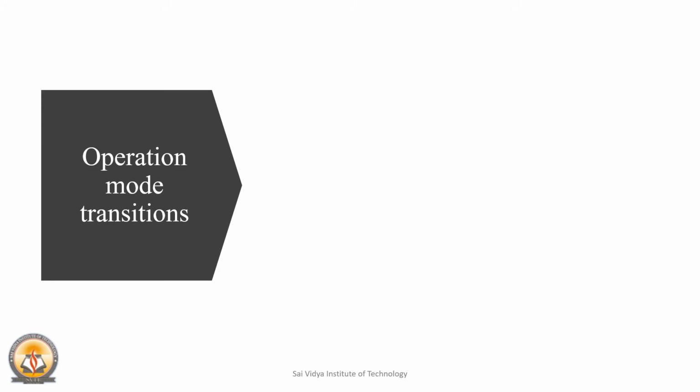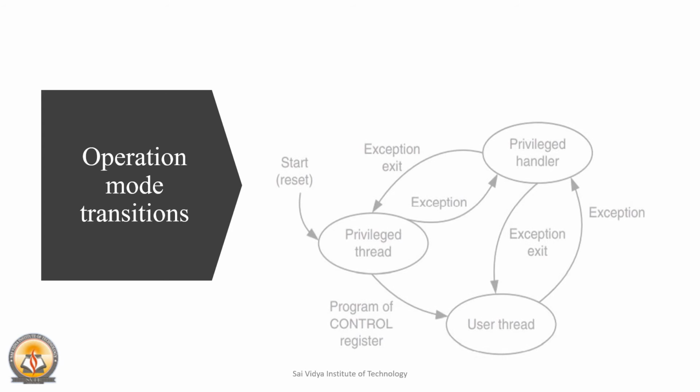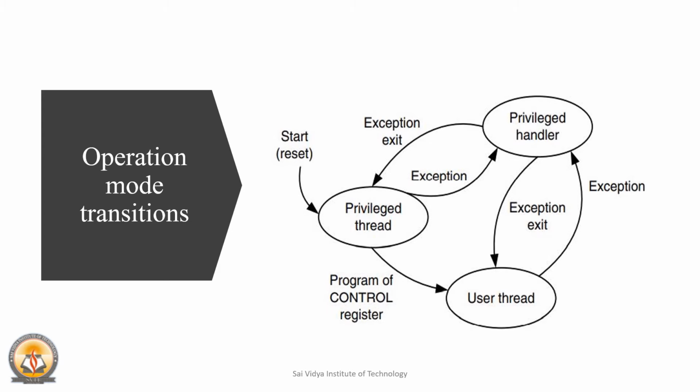Let us discuss the operation mode transitions. When the processor exits the reset, it is in thread mode with privileged access rights. In the privileged state, a program has access to all the memory ranges except when prohibited by the MPU settings and can use all the supported instructions. The software in the privileged access level can switch the program into the user access level using the control register.